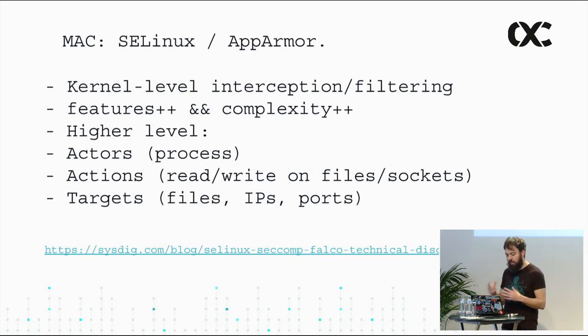So we need more advanced systems to define what the processes can do. SELinux and AppArmor are good examples. They also work at the kernel level. They have more features, but at the same time, they are more complex. It's famous how SELinux is sometimes quite difficult to use. Their entry barrier is quite high.